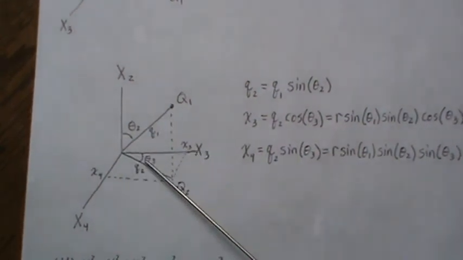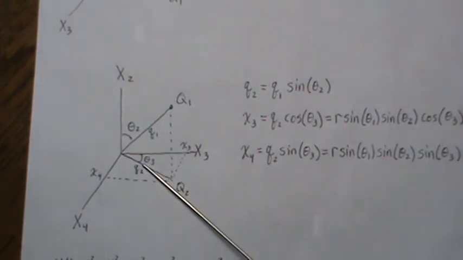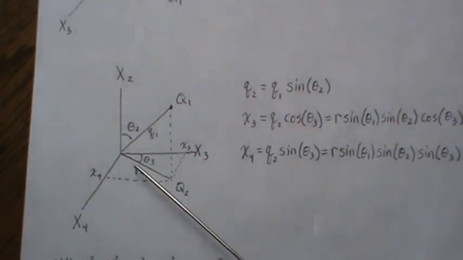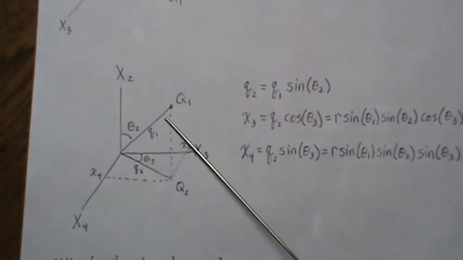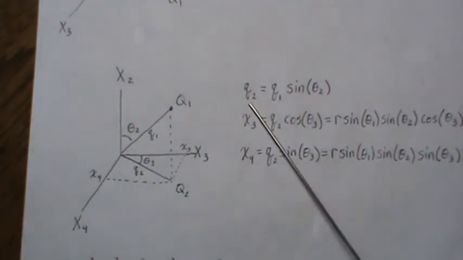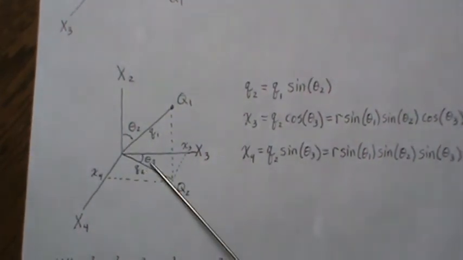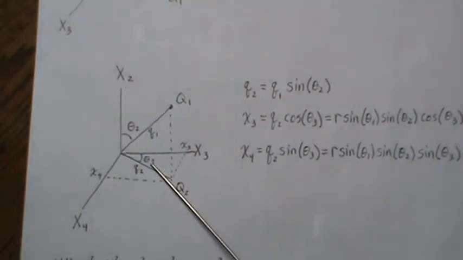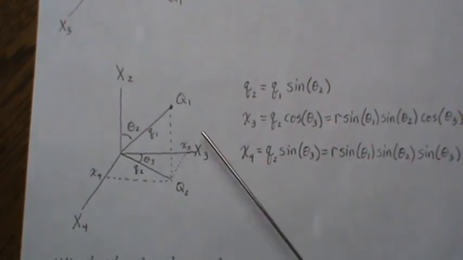So theta 2 is this distance over this angle, right? This is the hypotenuse of this triangle. So you can kind of back solve for q2. And so q2 is q1 times sine of theta 2, which is this angle.